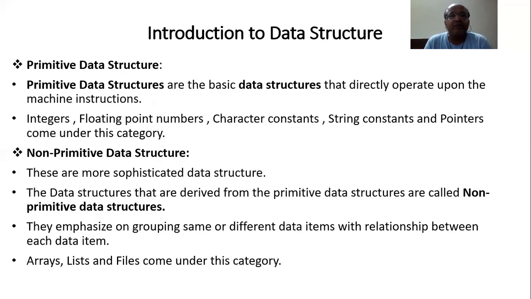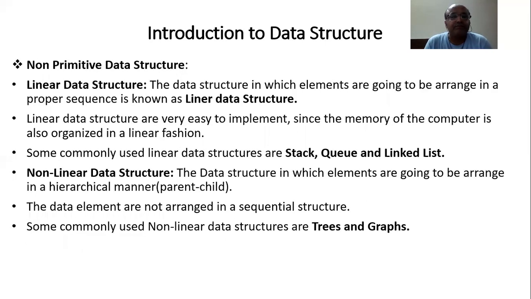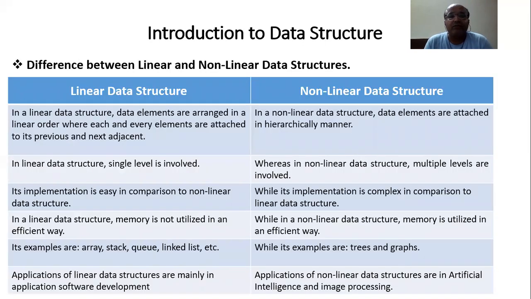Then we discussed all these primitive data structures, non-primitive data structures, then linear and non-linear. So you must know the difference between linear and non-linear. Linear means data is arranged in a proper sequence. In case of non-linear, data is arranged in a hierarchical manner, so it will have a parent-child relationship. So examples of linear are stack, queue, and linked list. And examples of non-linear are what? Tree and graph. Then we discussed the difference between linear and non-linear data structure.